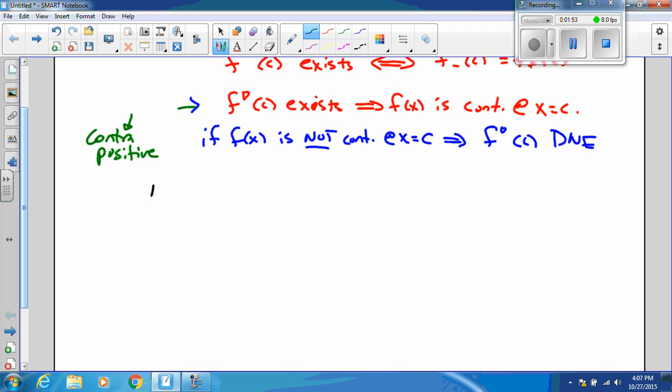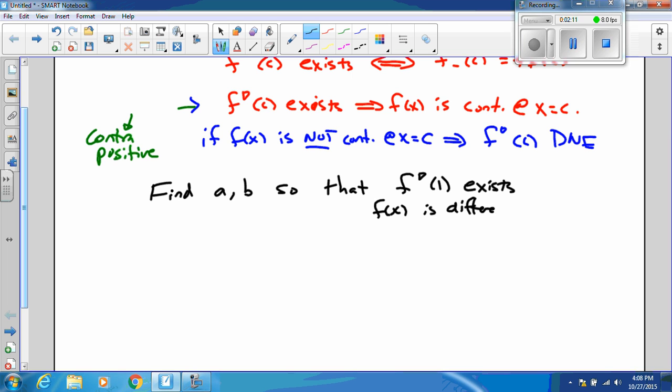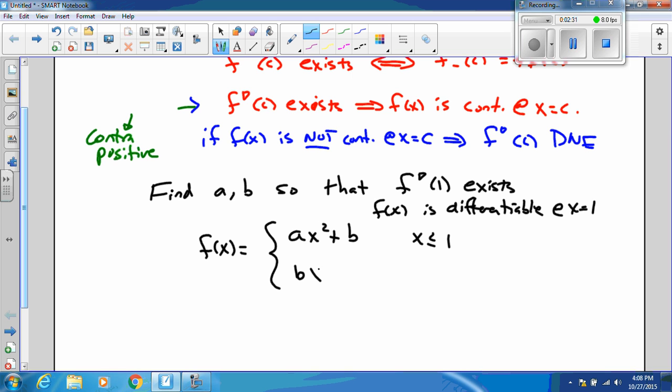Let me show you what I mean. Let's take this question. Find a and b so that f prime of 1 exists. Or another way to put it is so that f of x is differentiable at x equals 1. And our function is going to be f of x equals ax squared plus b for x less than or equal to 1, and bx plus 2 when x is greater than 1.